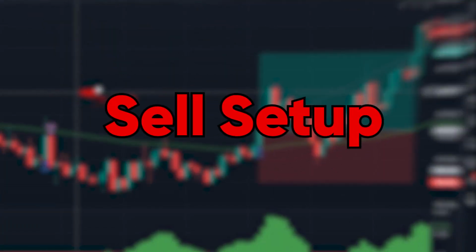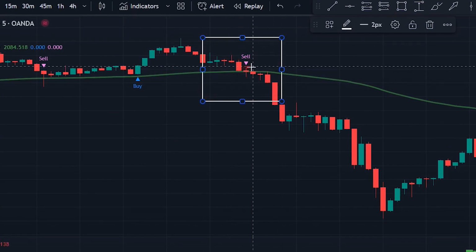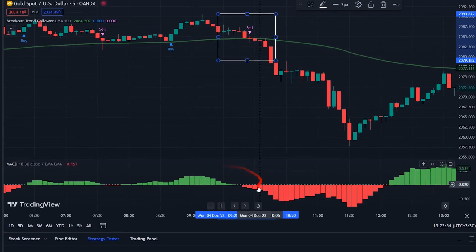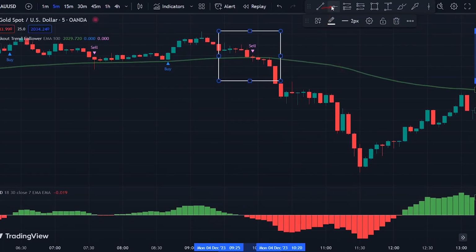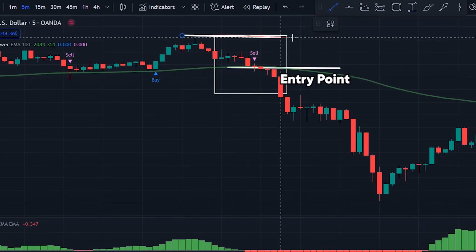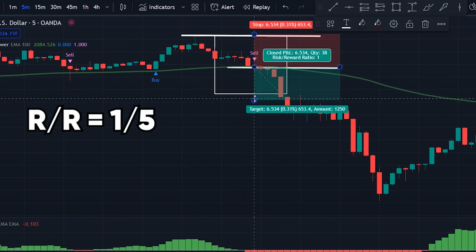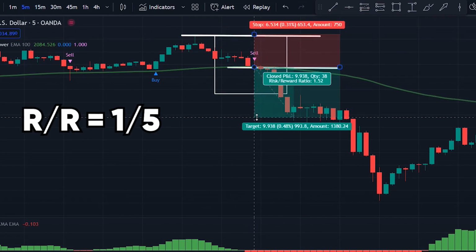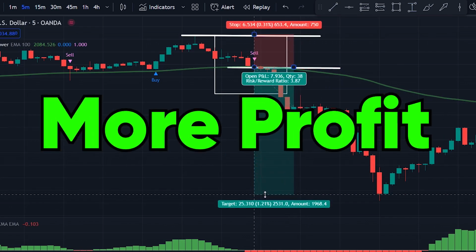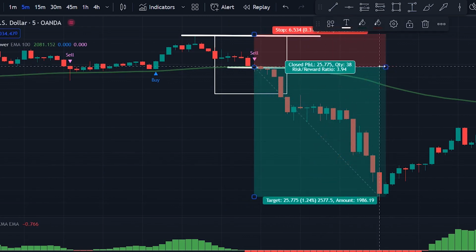Sell setup. Here you can see a sell signal, a red candle that crossed the MA line downwards, and we can see the color change from green to red on the MACD. So this point is a good point to place a sell order, and we can set our stop loss above the previous high of the market, and risk to reward ratio will be 1 to 1.5. Although we can make more profit here, the amount I told you is the logical profit of this strategy.